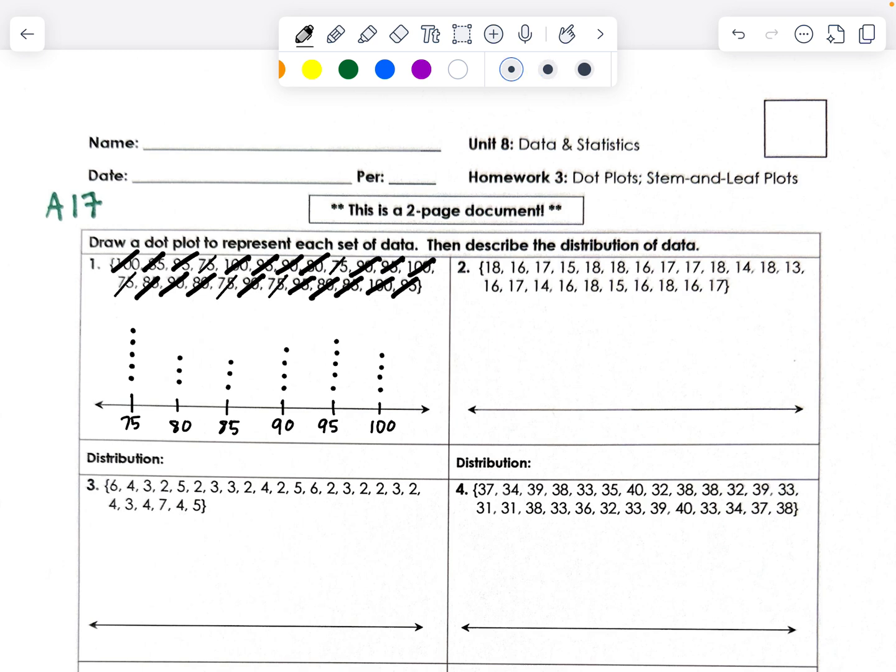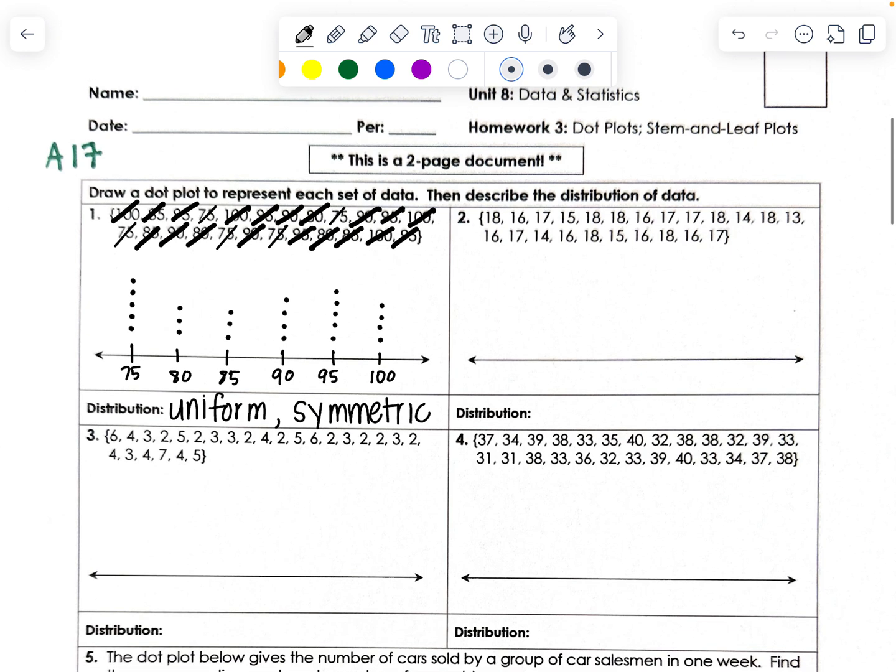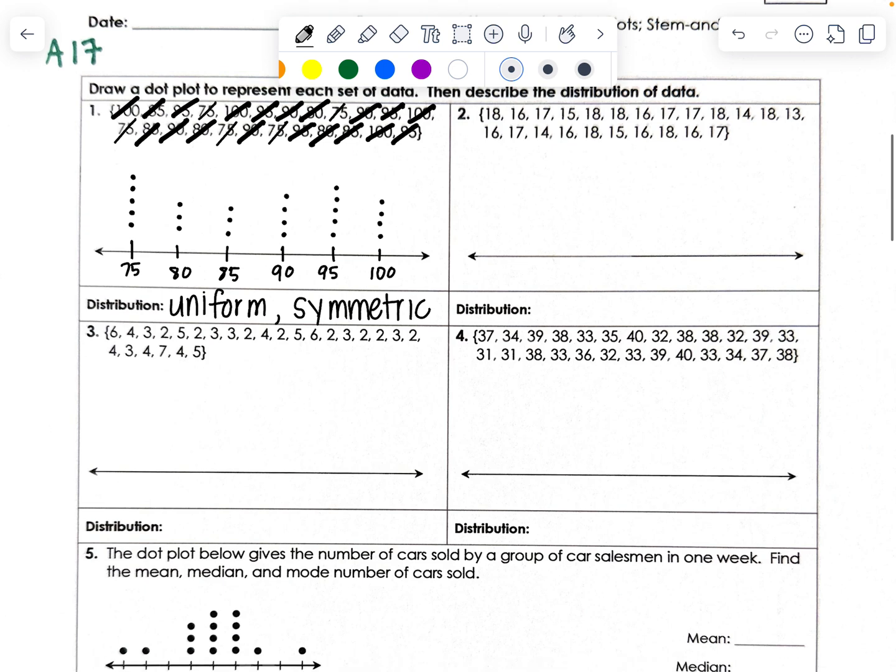So then it asks you, what kind of distribution is this? It looks like they're almost all level, right? So they are uniform and symmetric. Oops, I can't spell. It's all right, it happens. Symmetric. So you'll do the same thing for 2, 3, and 4. You'll do the dot plots, and then you will tell me what kind of distribution they are.